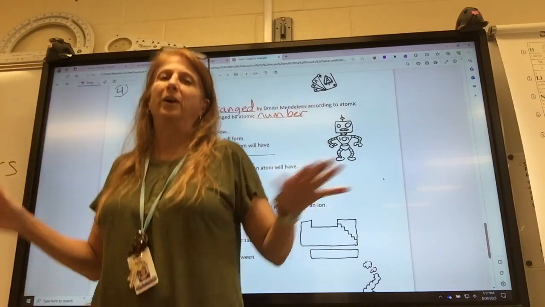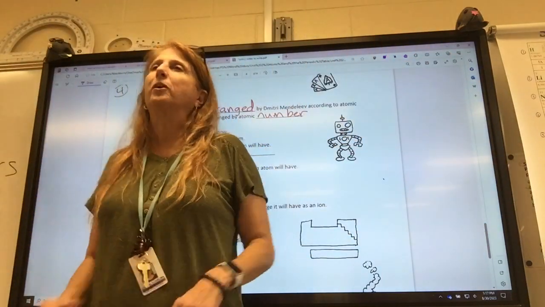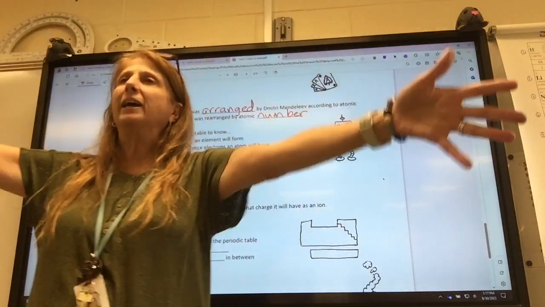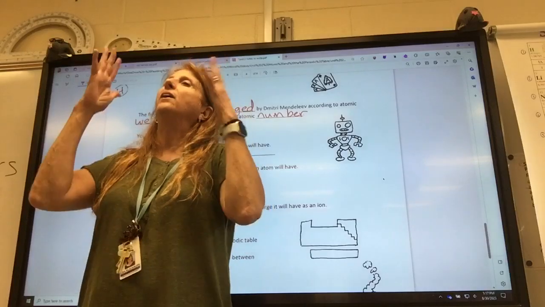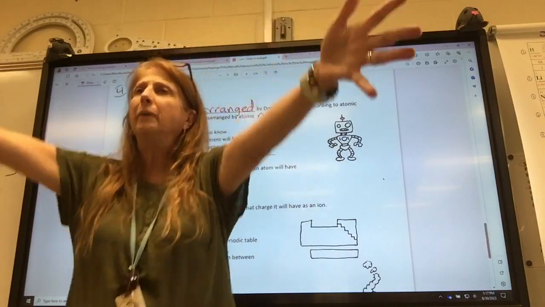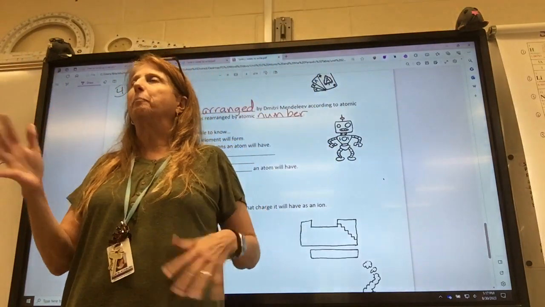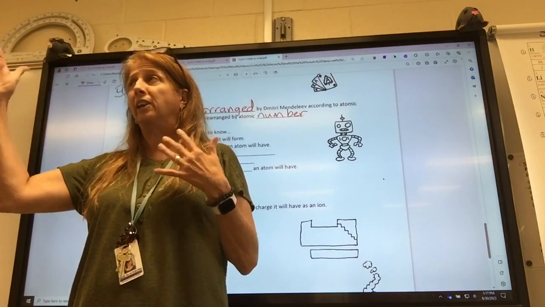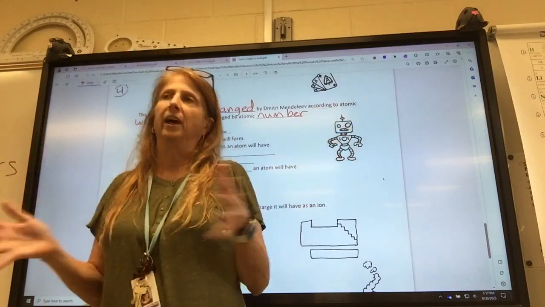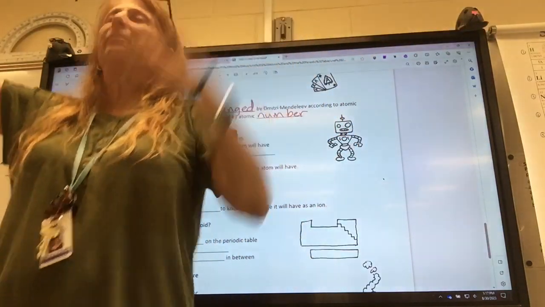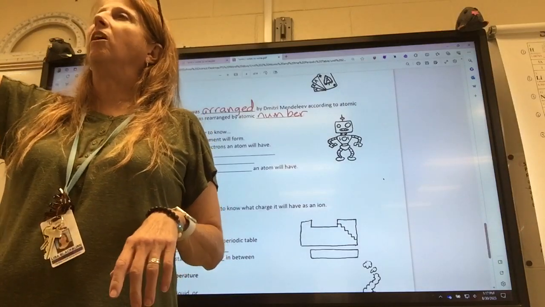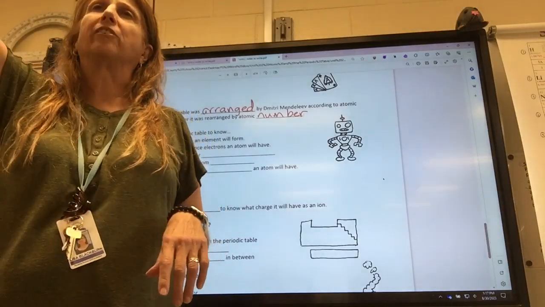Who told the elements where to go? Mendeleev. One more time. We're going to do it till you do it good. Who told the elements where to go? Mendeleev. Who put them down in columns and in rows? Mendeleev. This is the pretty part. Who was willing, who was able to make a periodic table? Who told the elements where to go? Mendeleev.